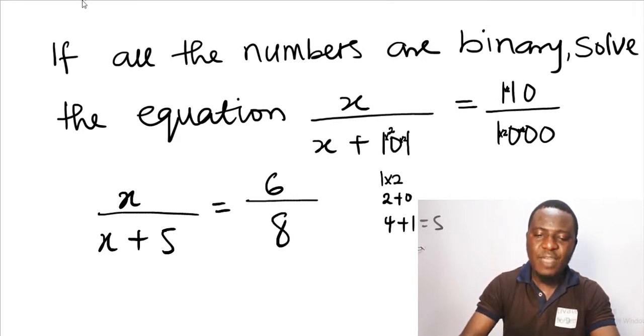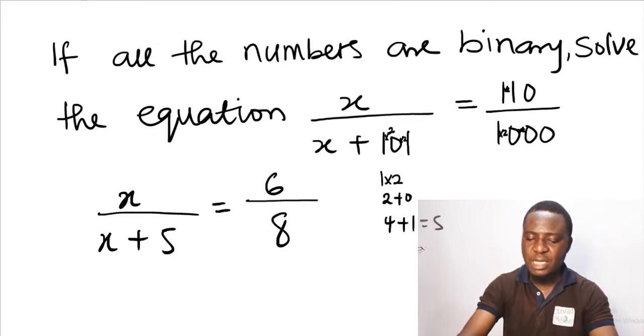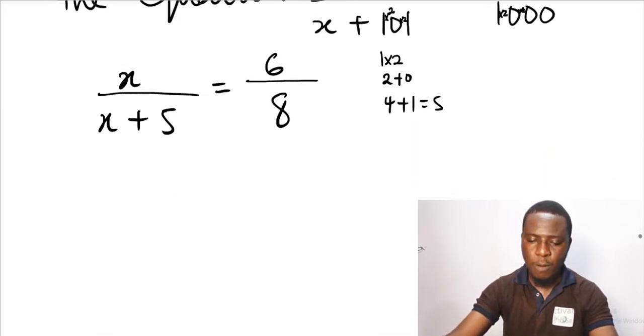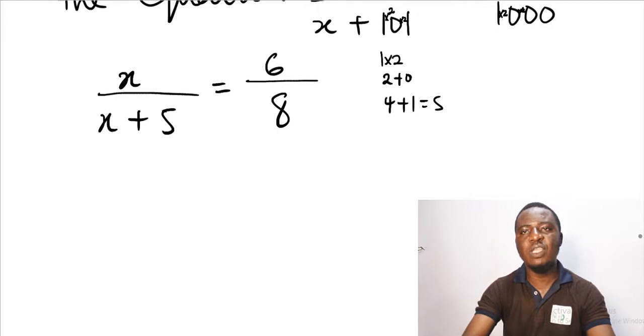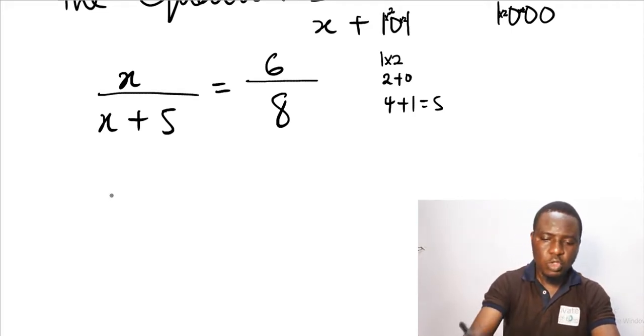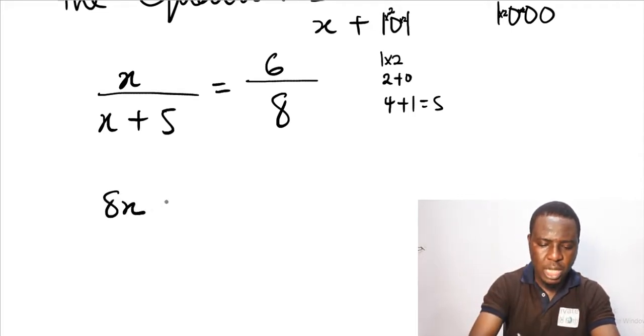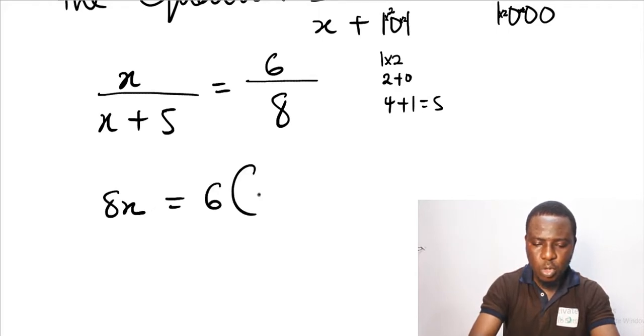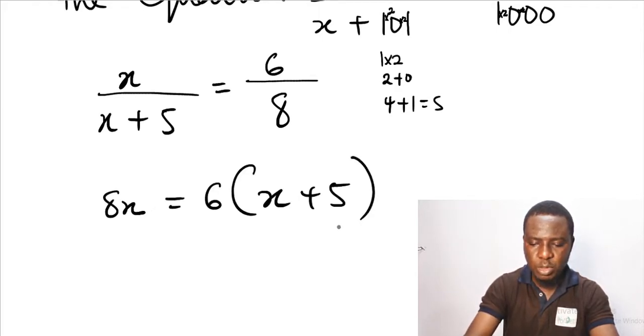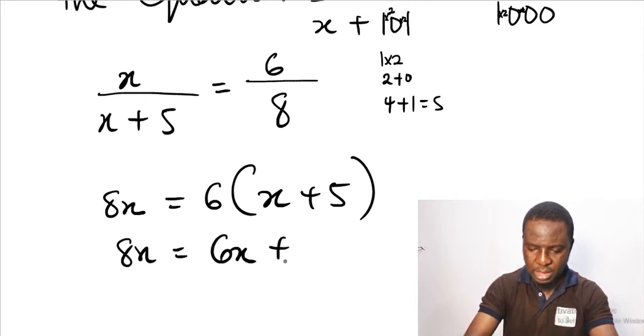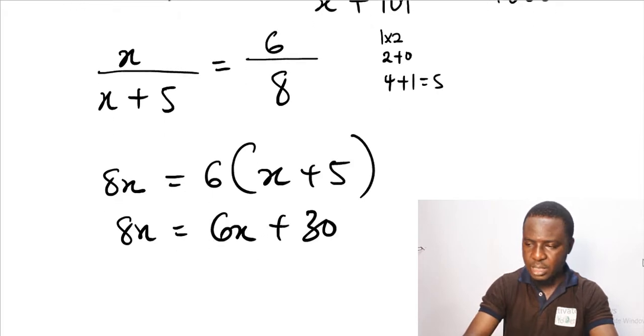So I have ended up converting them all to base 10. I can now solve the equation and get my value for x. Remember, x is now in base 10. The answer I will get, I'll have to convert it back to base 2. So when you cross multiply, this becomes 8x being equal to 6 into bracket x plus 5. So 8x is equal to 6 times x, which is 6x, plus 30.